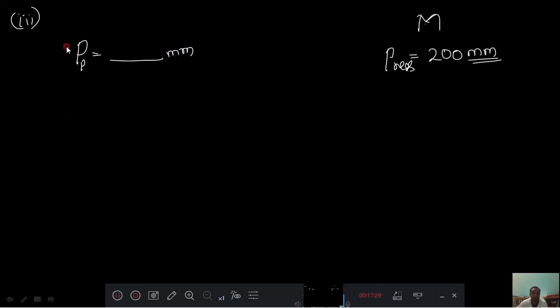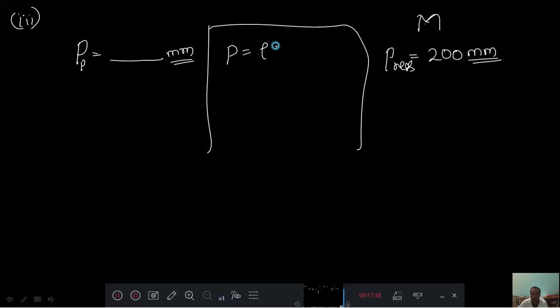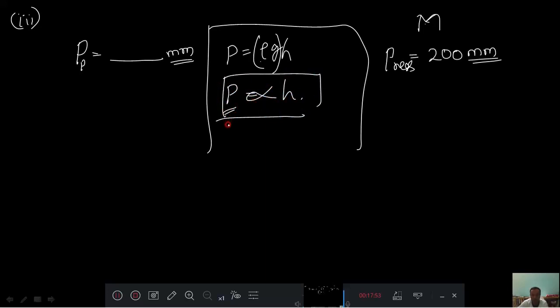Okay, you might wonder why this pressure is given in mm. Just look at the basic: pressure is always rho gh. For a particular fluid, this rho and g will be constant. Therefore pressure is directly proportional to head. Instead of calling pressure in terms of newton per meter square, we will measure pressure in terms of meter. That's why the pressure is in mm here also. This is for your information.